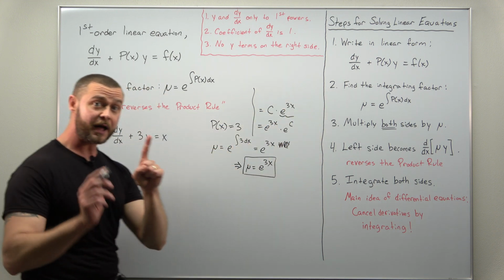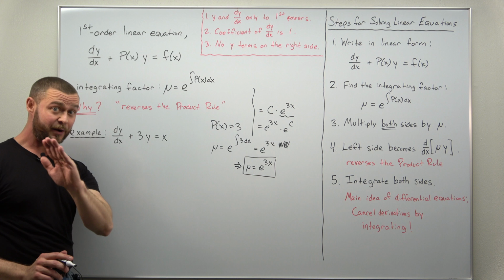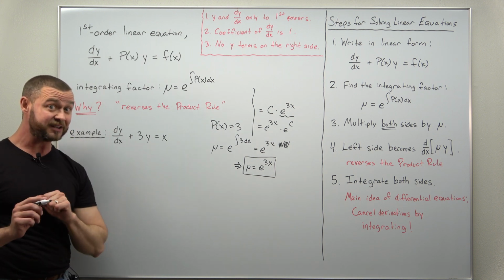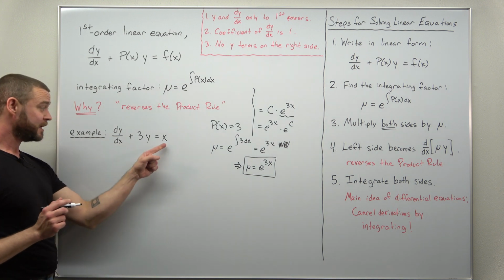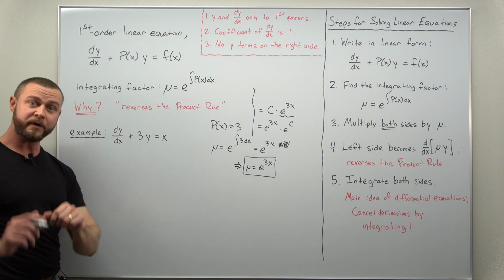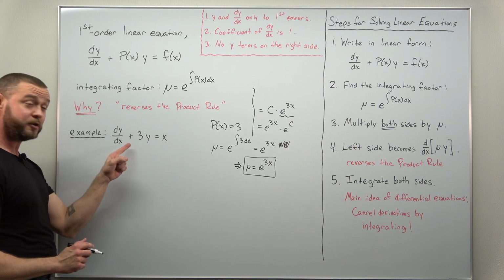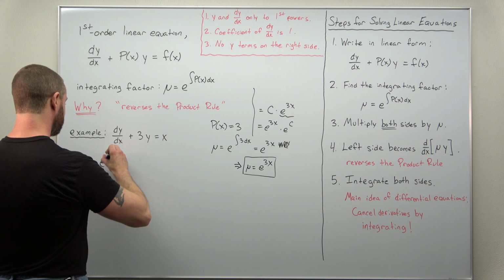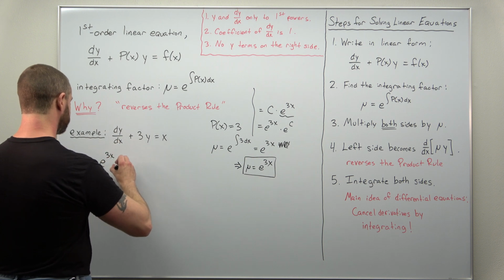Next, we're going to multiply both sides, and I want to emphasize multiply both sides because I've seen a lot of differential equation students forget to multiply the right side by mu. So always make sure, basic algebra, what you do to one side, do to the other. So we're going to multiply both sides by e to the 3x.